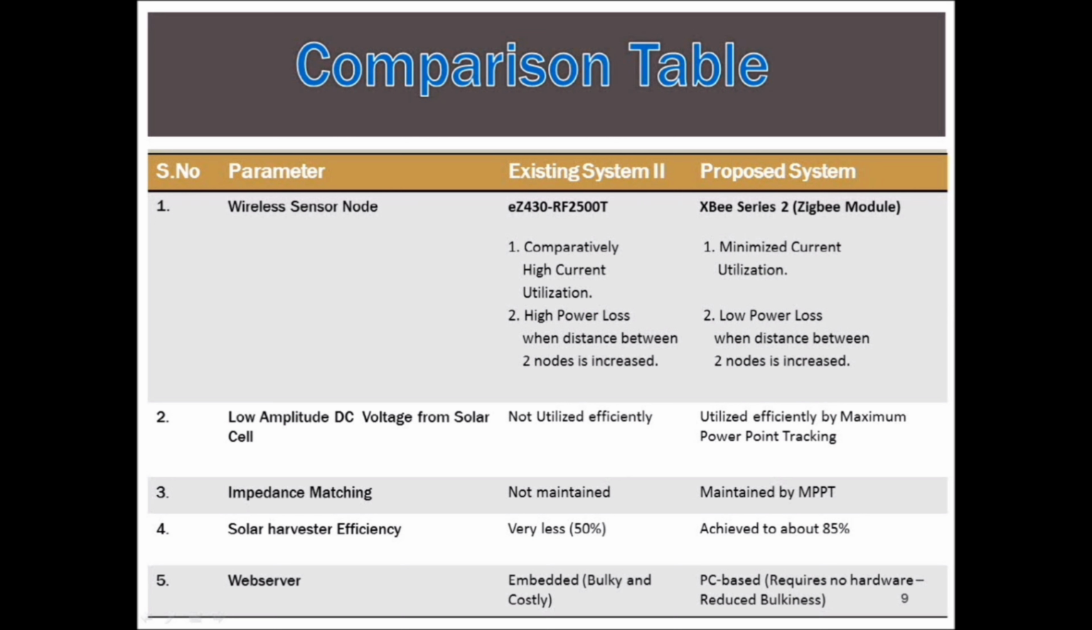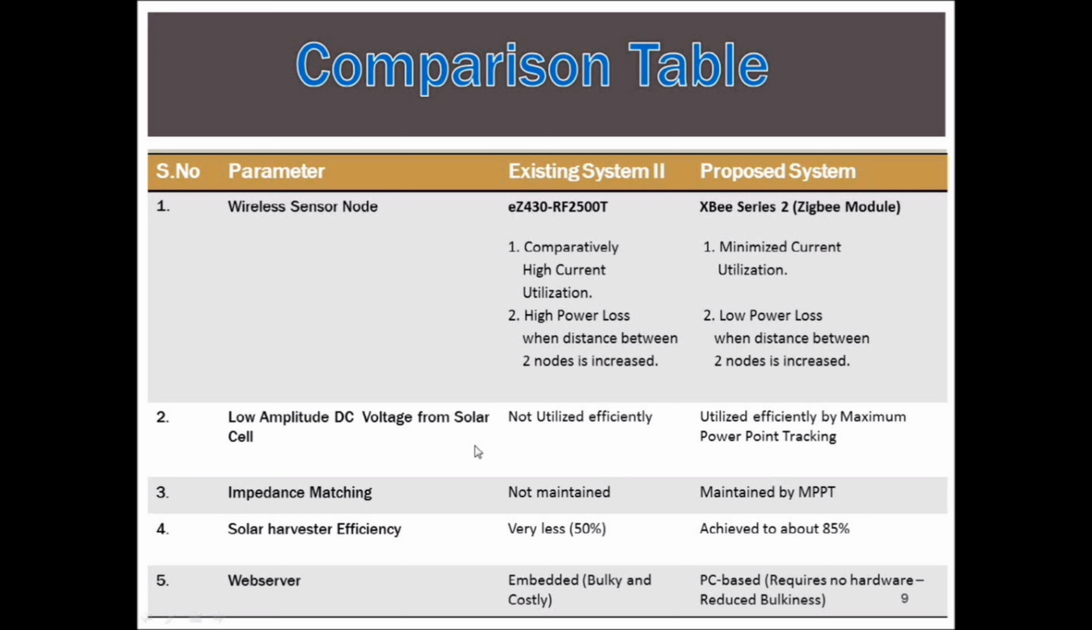The first comparison is about the wireless sensor node. In existing system, they used basic radio frequency modules which had disadvantages like high current utilization and high power loss when distance between two nodes increases. In proposed system, we use Zigbee module which has minimum current utilization and it has low power loss when distance between two nodes increases.